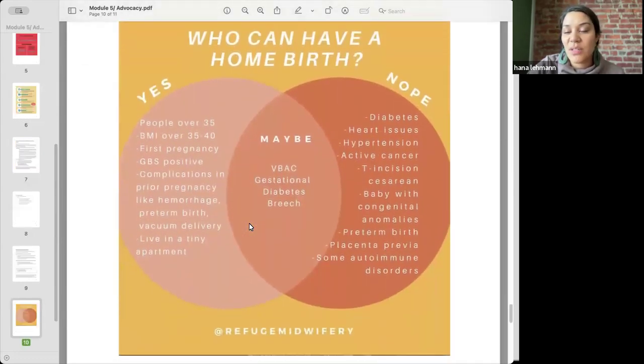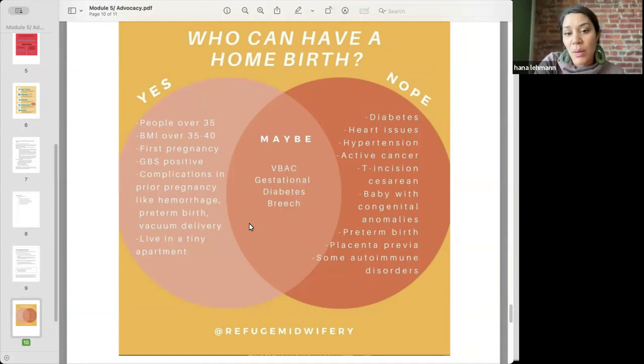This is just a graphic that shows you who can have a home birth versus who can't have a home birth. So the yes section is going to have here people over 35, BMI over 35 to 40, first pregnancy, GBS positive, complications in prior pregnancy like hemorrhage or preterm birth, vacuum delivery, live in a tiny apartment. That's totally fine.